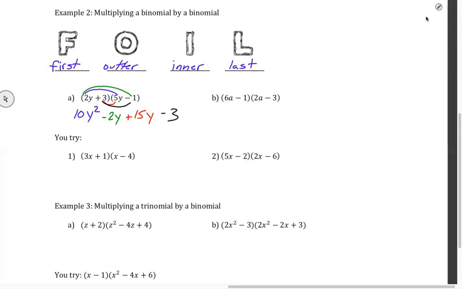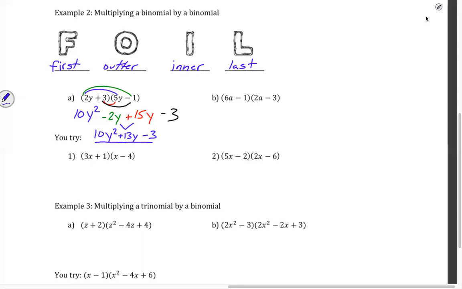Now notice, Rachel, we have the green and the red, and they both have y's with them, right? They are like terms. So what I have to do is combine my like terms. So I have 10y squared plus 13y minus 3. And that's my answer.